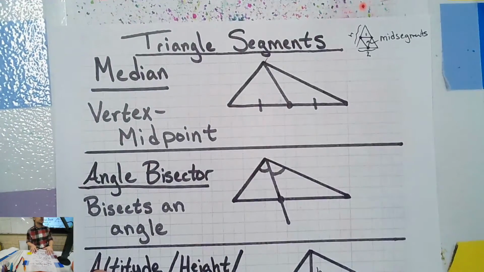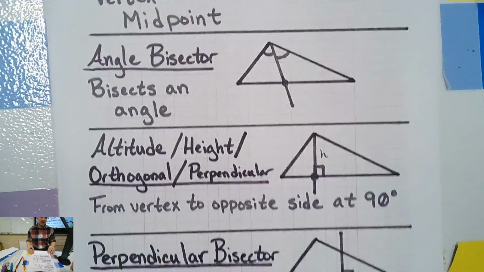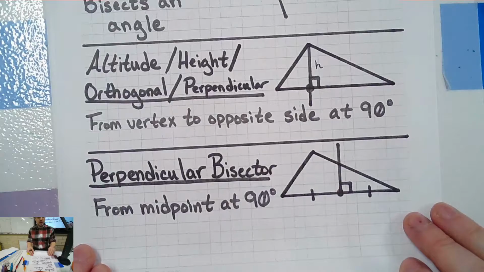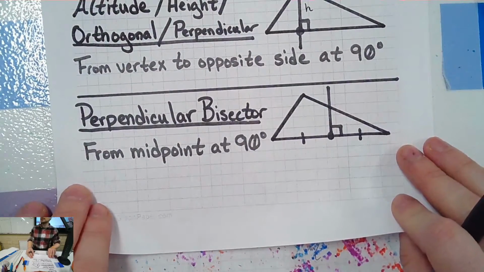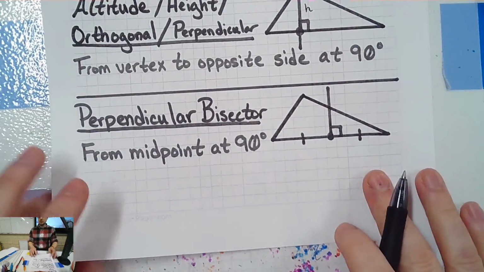Median, vertex to midpoint. Angle bisector, bisects an angle. Orthogonals, they're the heights of the triangles, right? Just 90, that's all we care about, vertex to 90. And then perpendicular bisector is midpoint to 90. Midpoint going up at 90. Cool. Think you got them?